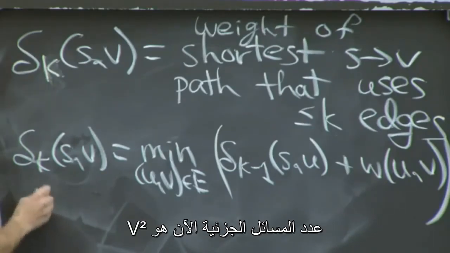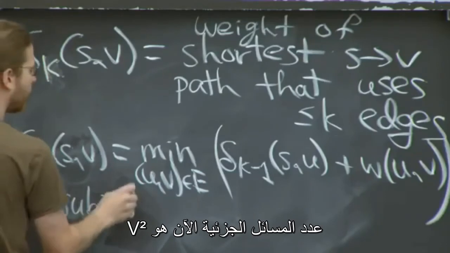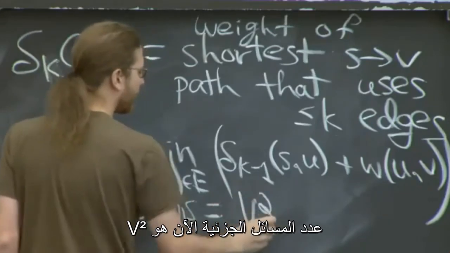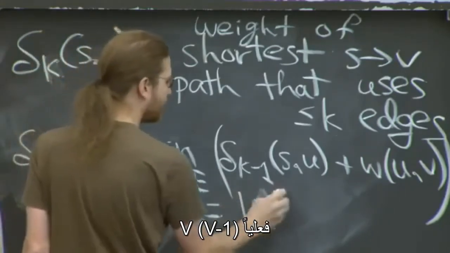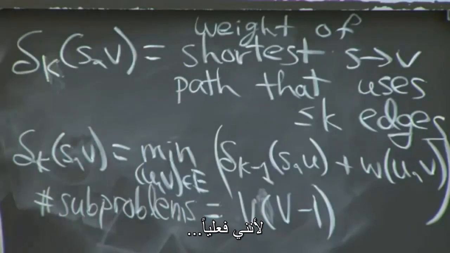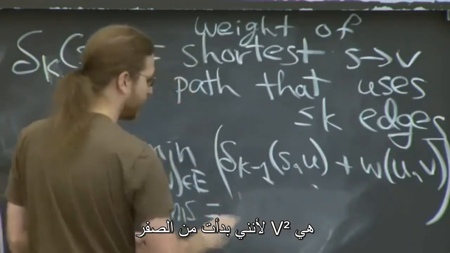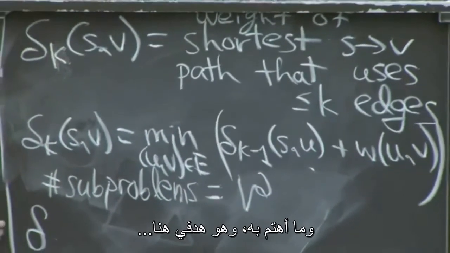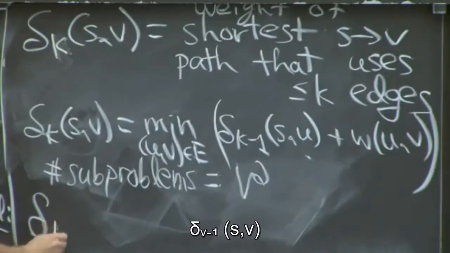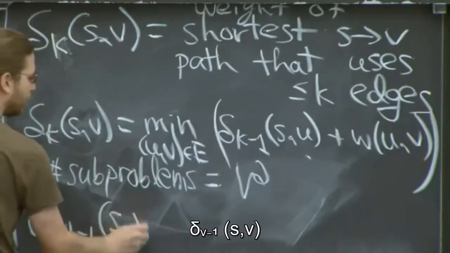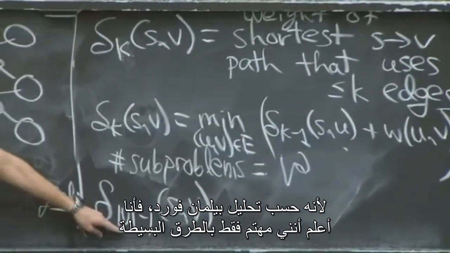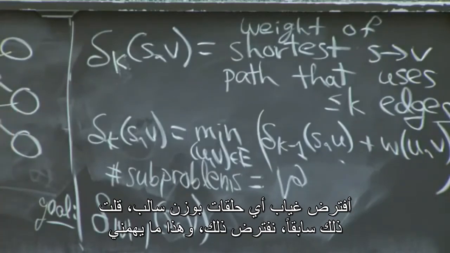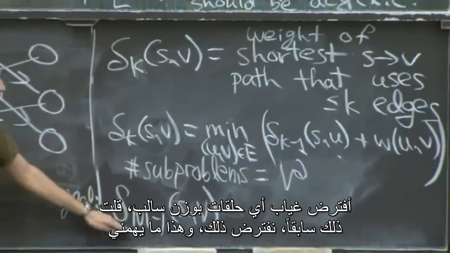The number of subproblems now is V squared. Technically, V times V minus 1. Because I really, or actually V squared, sorry. Get it right. I start at 0. And what I care about, my goal, is delta sub V minus 1 of SV. Because by Bellman-Ford analysis, I know that I only care about simple paths, paths of length at most V minus 1. I'm assuming here no negative weight cycles. Should have said that earlier. If you assume that, then this is what I care about.